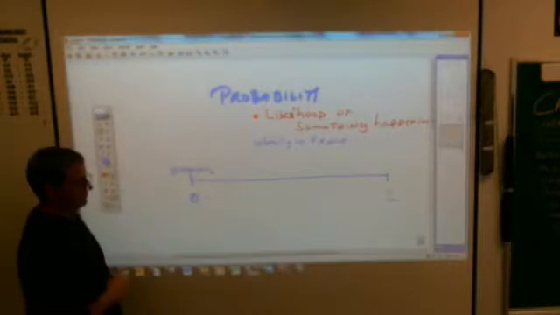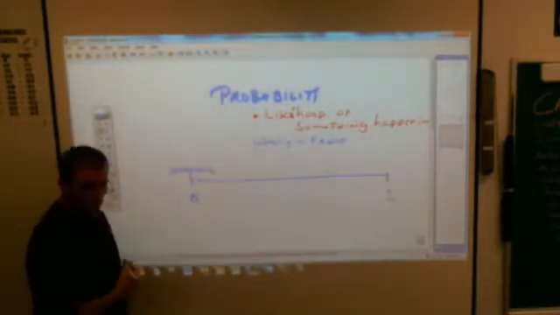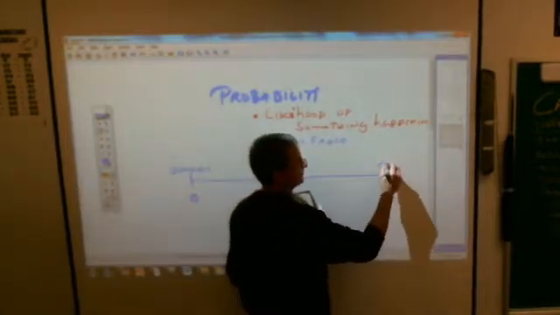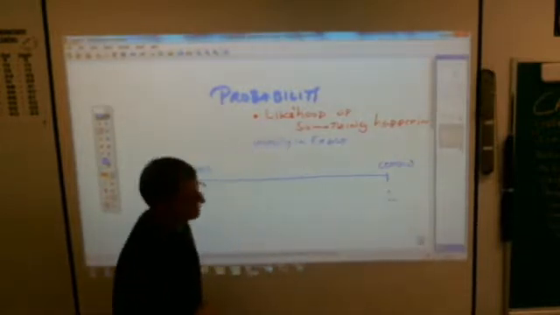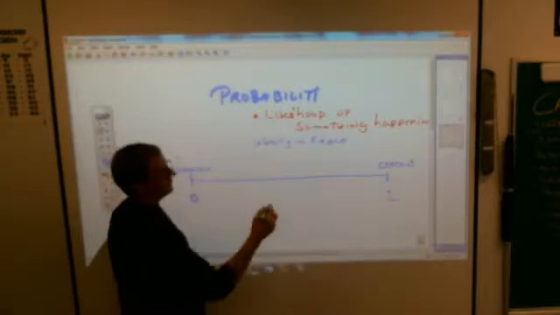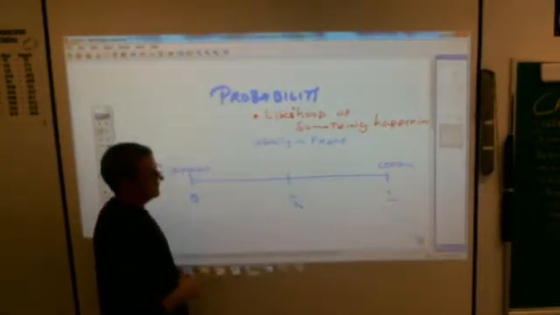It's impossible. If the probability is 1, that's the other side of the spectrum, which would mean that this thing is absolutely positively certain. The probability of today being Monday is a certainty. We know that for sure. The probability that Sam's wearing blue today looks like it's pretty certain to me. All right, and then every fraction in the middle is something a little bit different here.